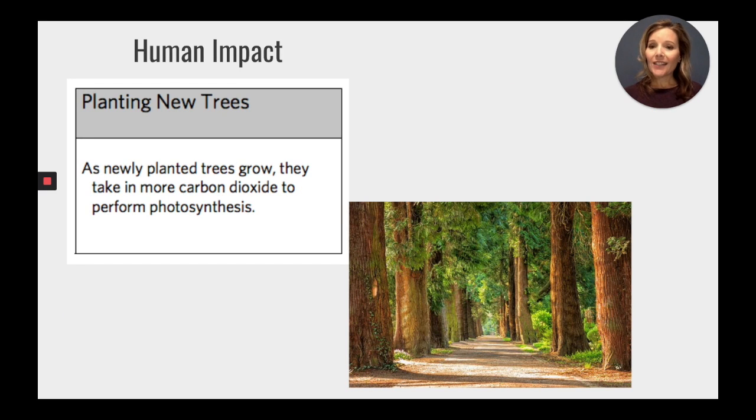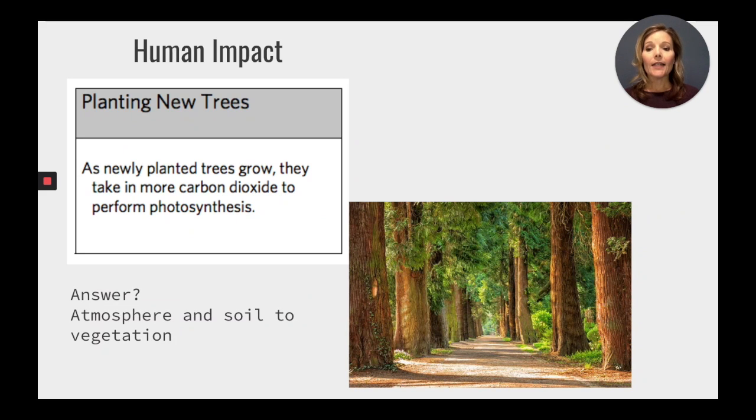Now that you've had a chance to answer on your own, let's look at planting trees, for example. As plants grow, they take in more carbon dioxide and perform photosynthesis. Now, some of you may also make the argument about cellular respiration then increasing, which is true, but we need to really be mindful of what we're discussing here about the removal of carbon dioxide instead. So in that case, my answer would be the atmosphere and soil to the vegetation.